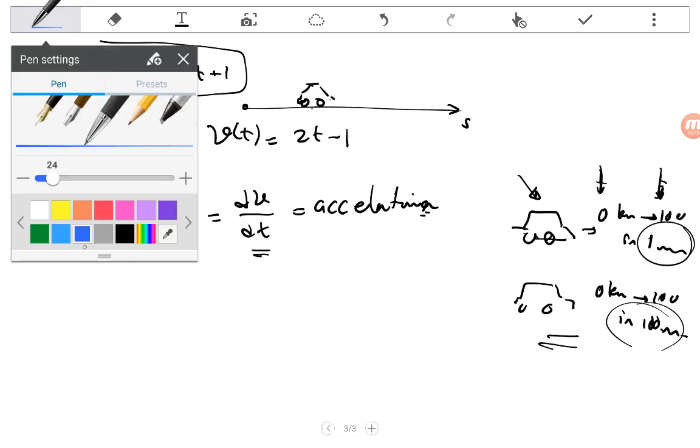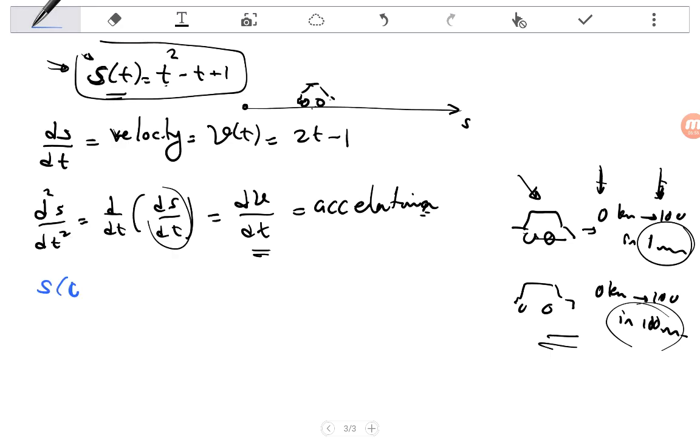What is s of 0 in this case? It is called the initial position, at time 0. What is s of 0? I will just substitute t with 0. It will be 1. So this car starts at position 1.